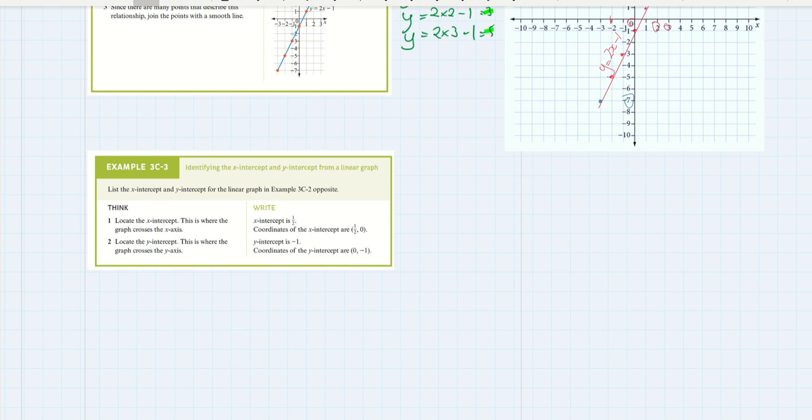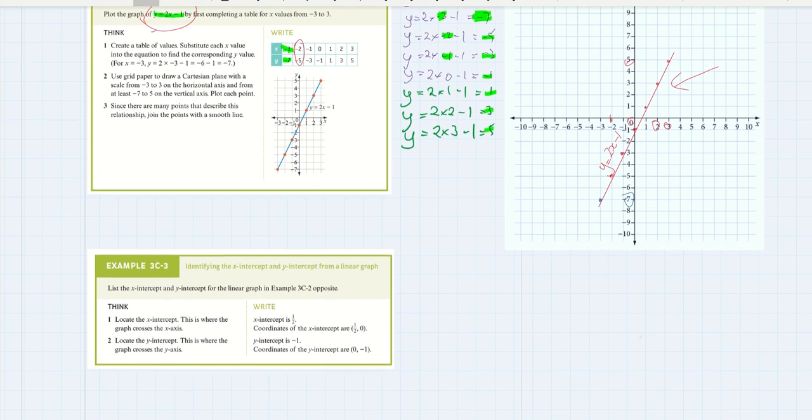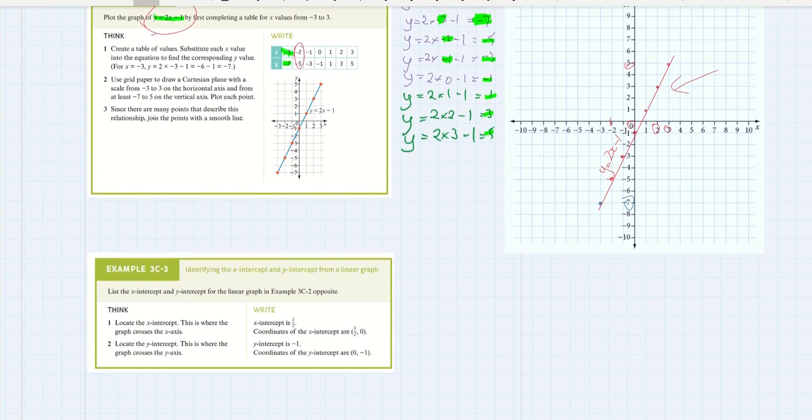Now, finally, we just want to locate the x and the y intercept. Now, remember my rule is where the line intercepts the x-axis is the x-intercept. So we say x-intercept and y-intercept.